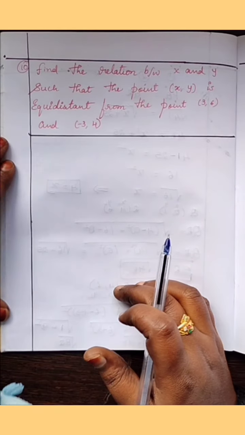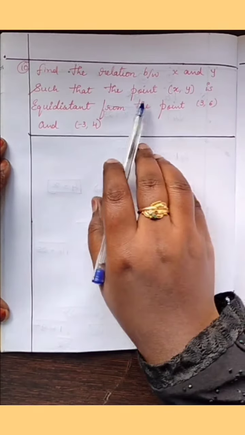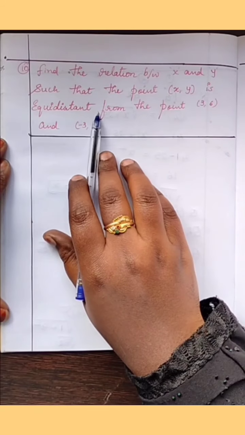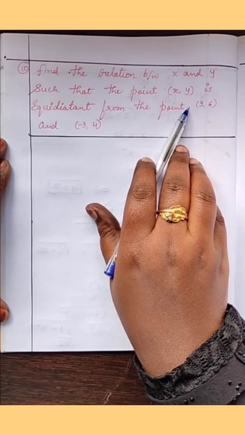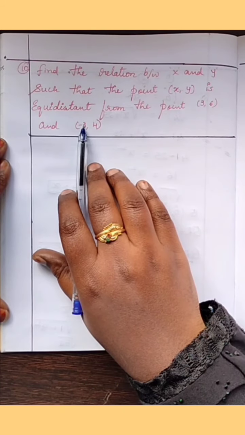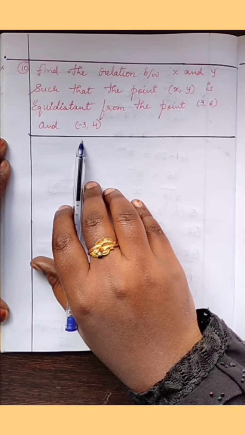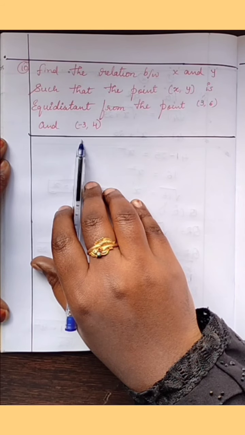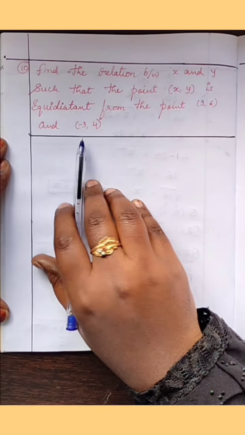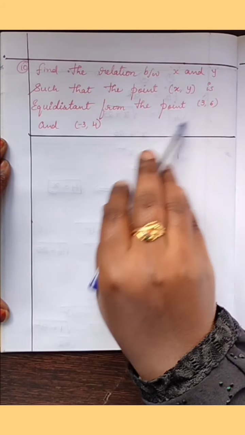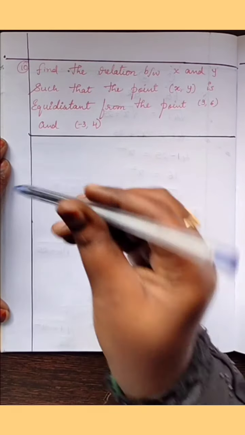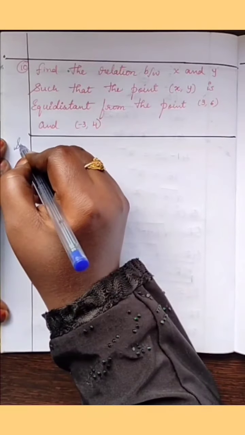The next problem is: find the relation between x and y such that the point (x, y) is equidistant from the points (3, 6) and (minus 3, 4). Okay dear students, what we have to find? We have to find the relation between the points (x, y), (3, 6) and (minus 3, 4). Okay, write down now.